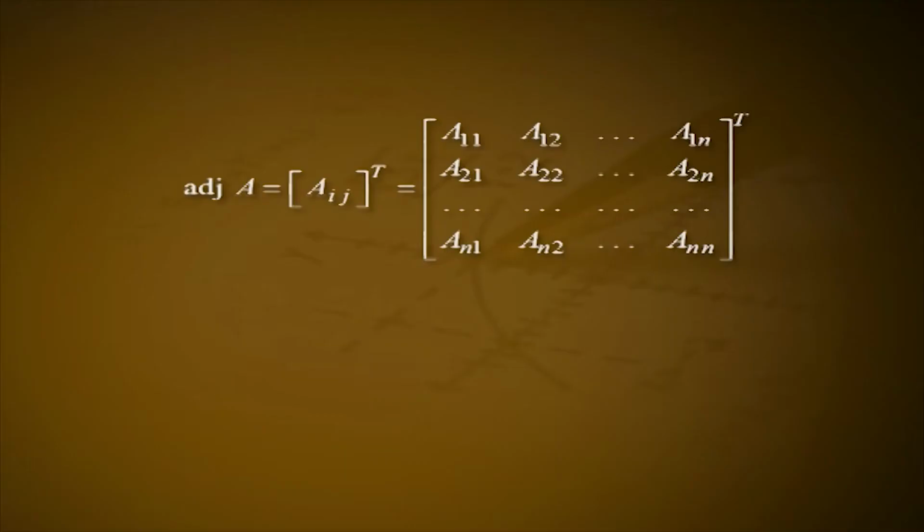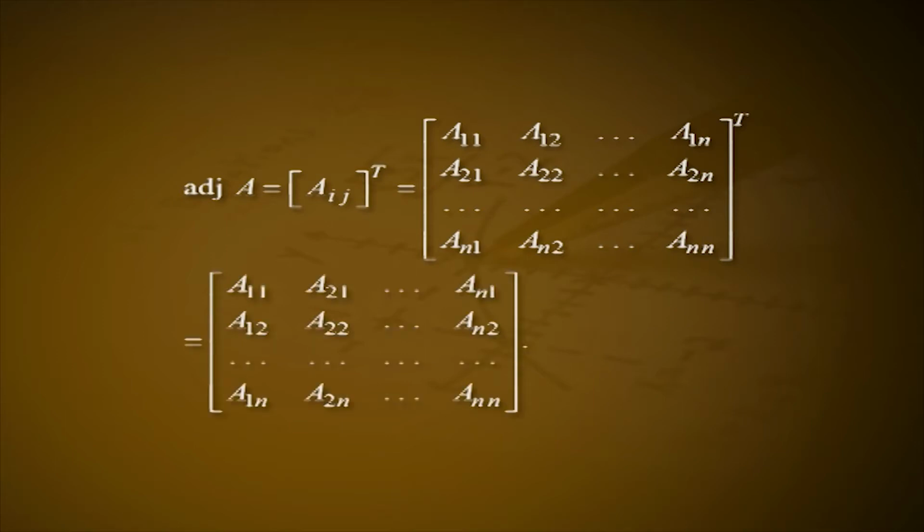Adjoint. Definition. Let A is equal to matrix Aij be an n square matrix. The adjoint of A, denoted by adj A, is the transpose of the cofactor matrix of A. With the notations mentioned above, adj A is equal to transpose of the matrix Aij, which is equal to transpose of the matrix A11, A12, etc., A1n; A21, A22, etc., A2n; etc.; An1, An2, etc., Ann, which is equal to the matrix A11, A21, etc., An1; A12, A22, etc., An2; etc.; A1n, A2n, etc., Ann.